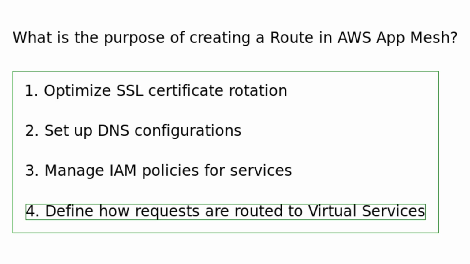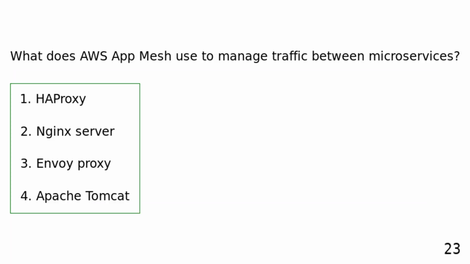Creating a route in AWS App Mesh allows users to define how requests are routed to specific virtual services within the mesh. What does AWS App Mesh use to manage traffic between microservices?